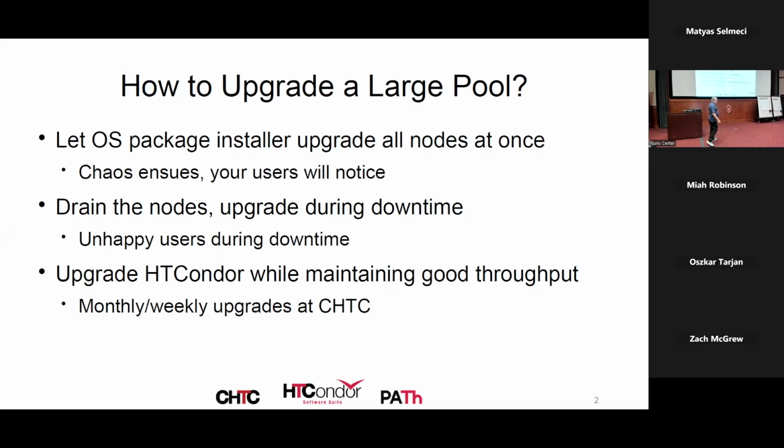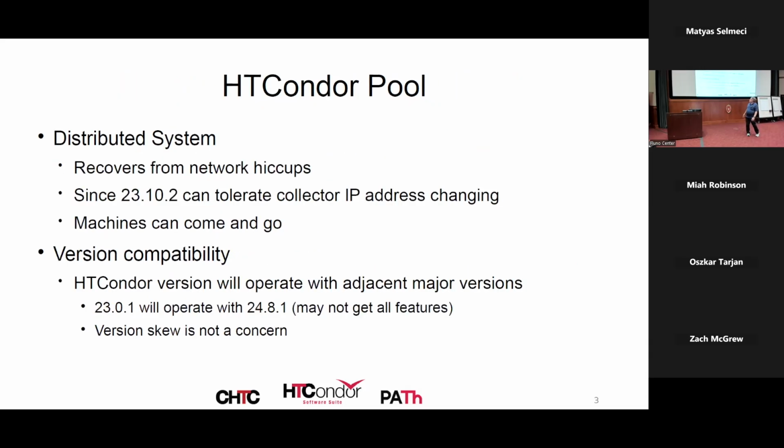I've heard of some sites that will drain all the nodes. And once everything's drained, they'll just have a downtime and then they'll update everything and make sure it's all the same version. And in that case, your users are unhappy, the pool's unavailable. So we have to do an update every month because we have a monthly release cycle. And sometimes our release candidates have defects that we have to fix during the release cycle. So we end up actually doing multiple updates in a month.